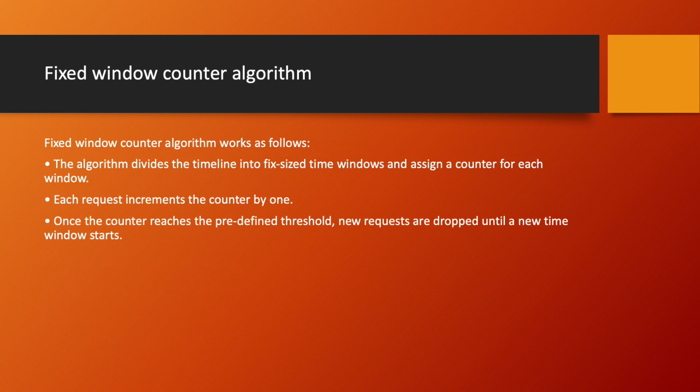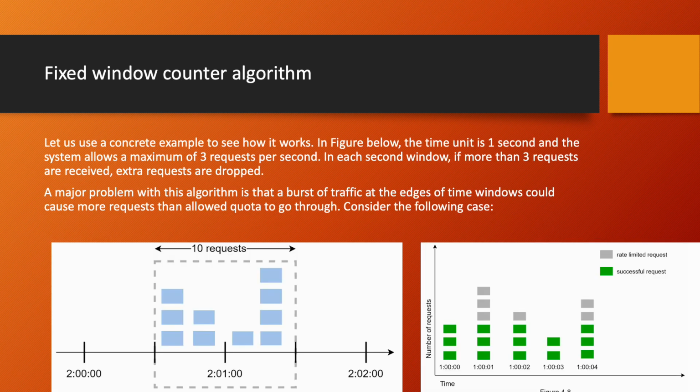Now let's look at the fixed window counter algorithm. The fixed window counter algorithm works as follows. The algorithm divides the timeline into fixed time windows and assigns a counter for each window. Each request increments the counter by 1. Once the counter reaches a predefined threshold, new requests are dropped until a new time window starts.